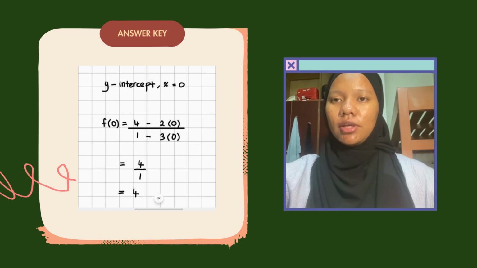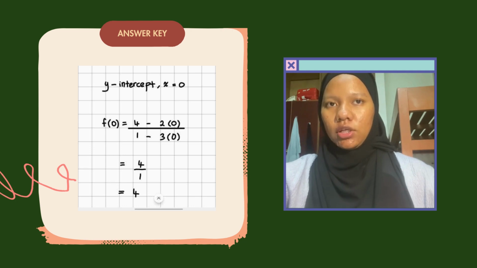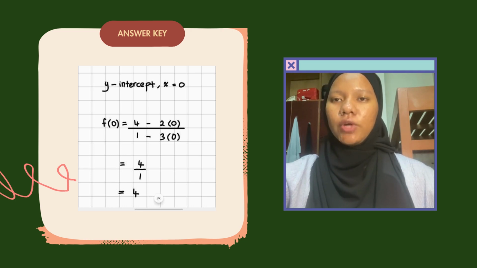To find the y-intercept, we let x equal 0. We use the same function, (4 minus 2x) over (1 minus 3x), and substitute the x value. The equation will be (4 minus 2 times 0) over (1 minus 3 times 0), so the answer is 4 over 1, which means y equals 4. So the coordinate will be (0, 4).